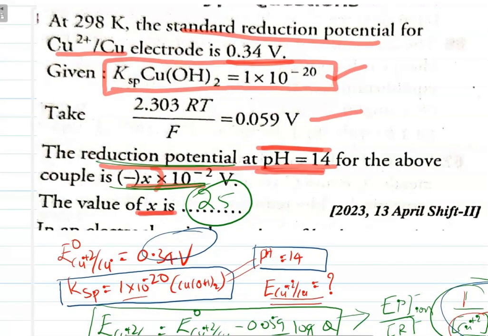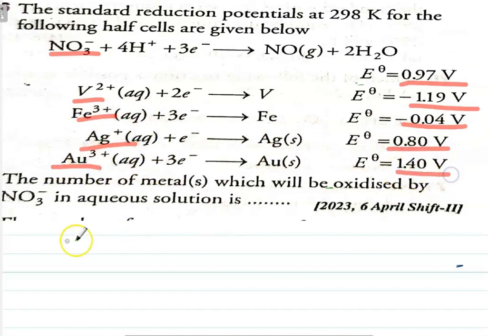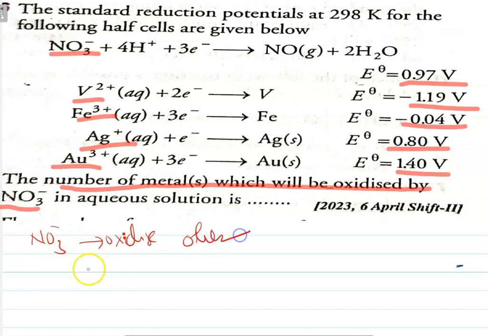So the last one, the final one, very easy one. Once you see this, the standard reduction potentials are given: NO3 minus standard reduction potential is 0.97 V, V plus 2 is minus 1.19, Fe plus 3 is minus 0.04, Ag plus 0.80, Au plus 3 1.40. The question is how many metals can be oxidized by NO3 minus. NO3 minus is to oxidize the others, that means it is acting as an oxidizing agent.